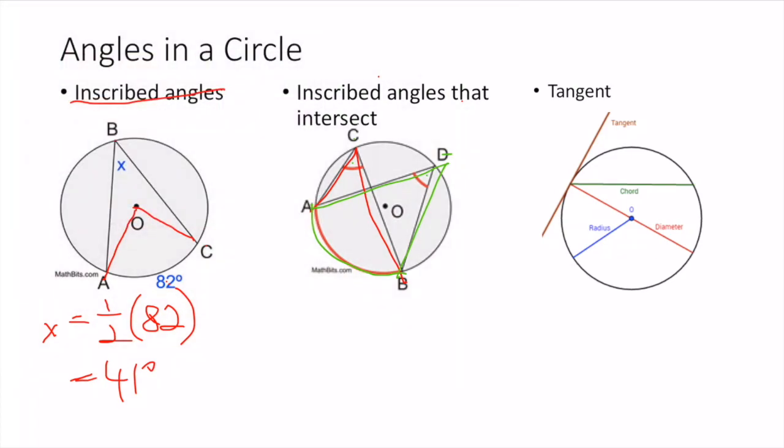Also, on the circle there are some different parts. Just a refresher: the diameter goes from one point on the circumference through the center to the other side. Remember that the diameter is 2 times r. The radius just connects the center of a circle to the edge. And then the last one is what they call a chord. A chord connects any 2 points that are on the outside of the circle.